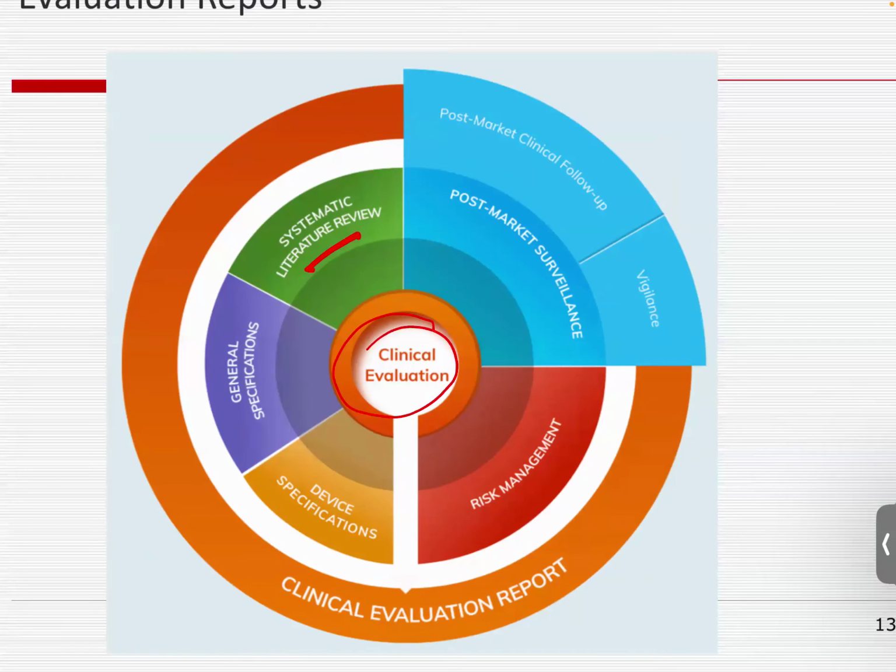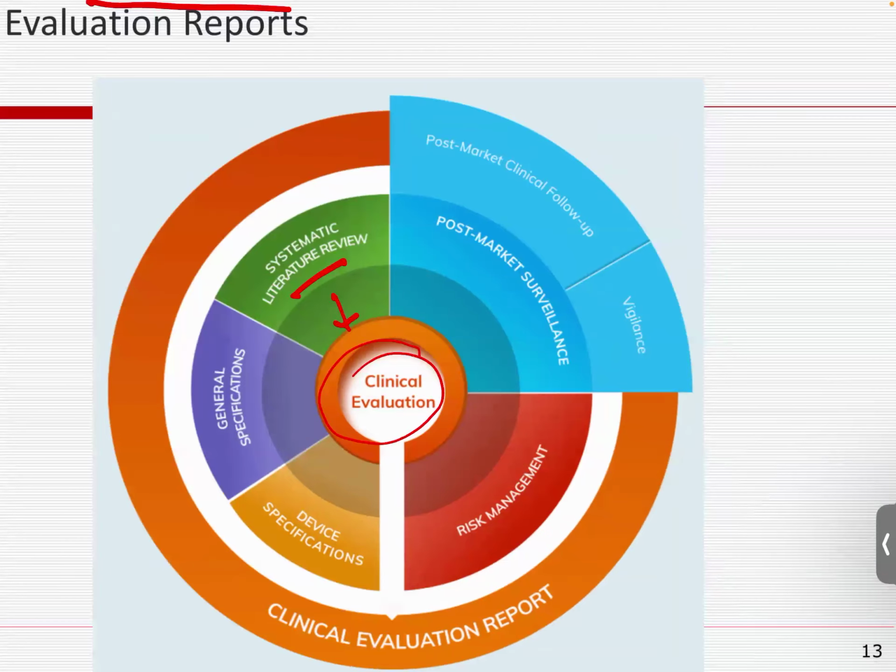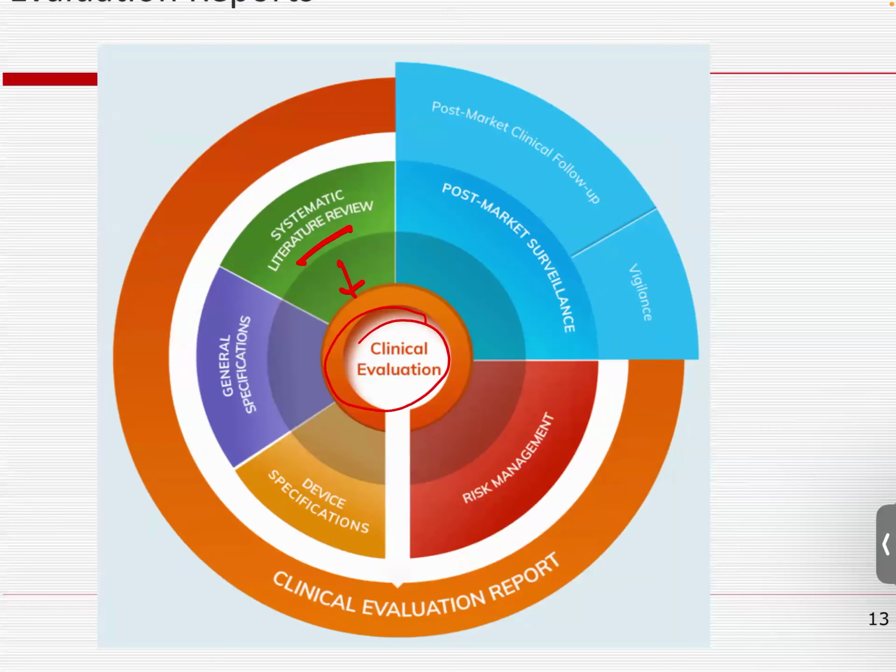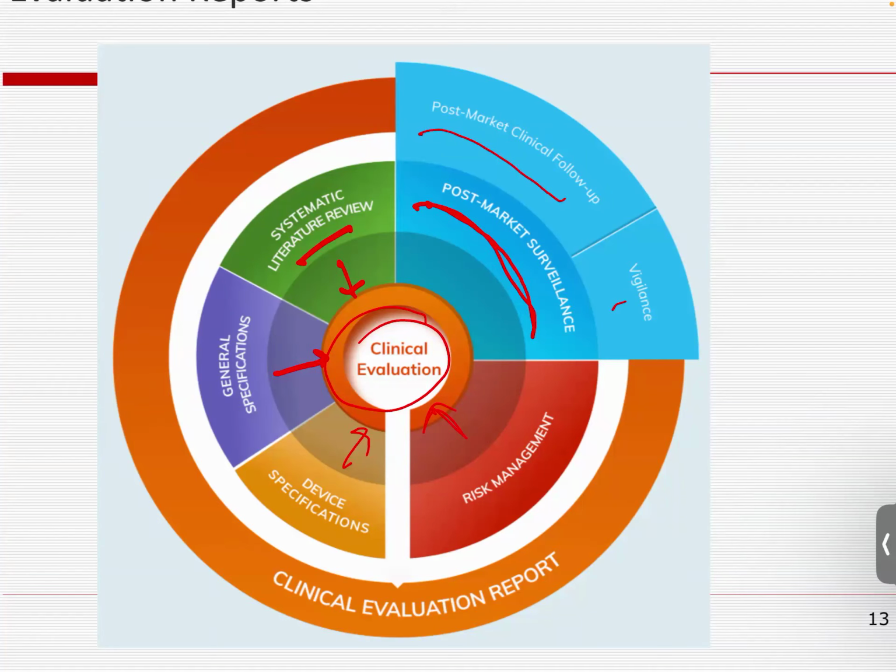So what are the different things that can contribute to it? Systematic review, right? Then general specification. It's about the product, device specification, risk management if there is some issue. Then from post-marketing surveillance, once the device is in the market, you will be doing the follow-up. You will be doing the vigilance, and the report will be updated.